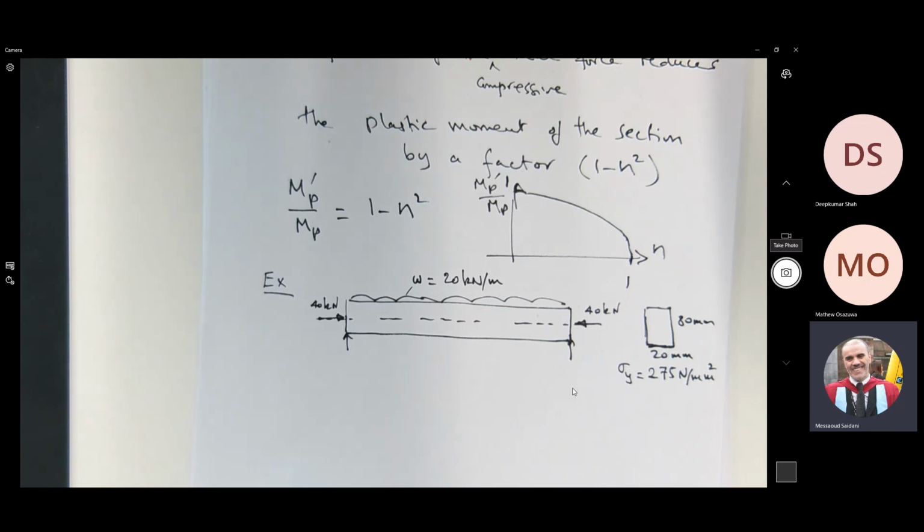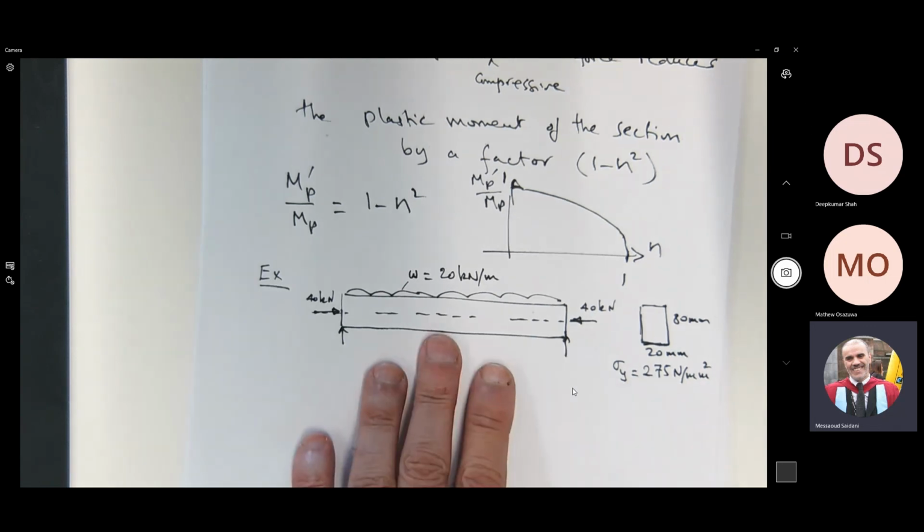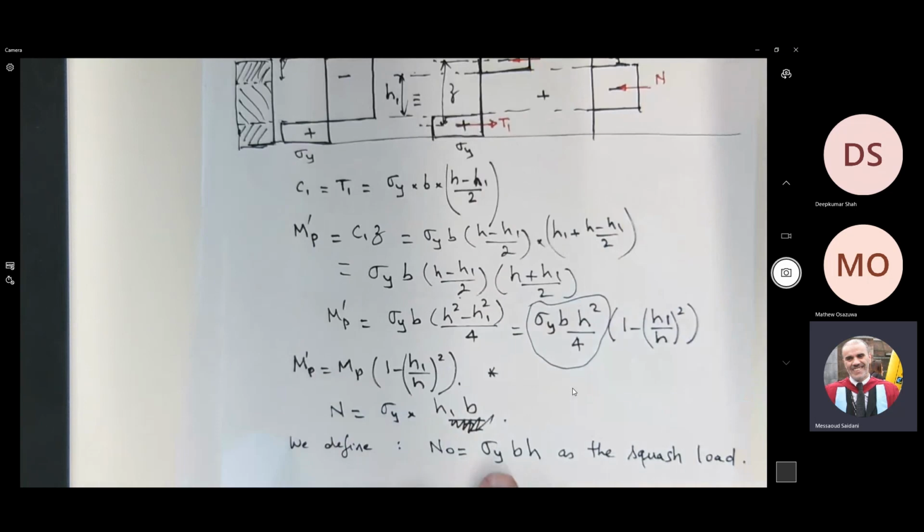Okay, what have you done? Can you tell me what you've done? First of all, can we calculate N0? We have sigma y. N0 is sigma y times BH, isn't it? So you can determine N0 because we know sigma y is 275. We know B and H, 20 and 80. So if you do that, please.